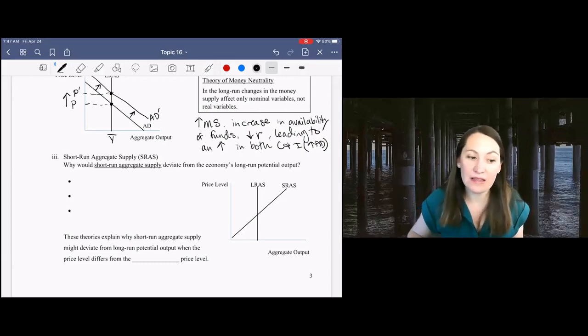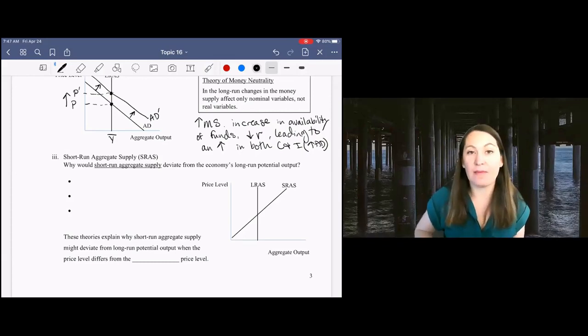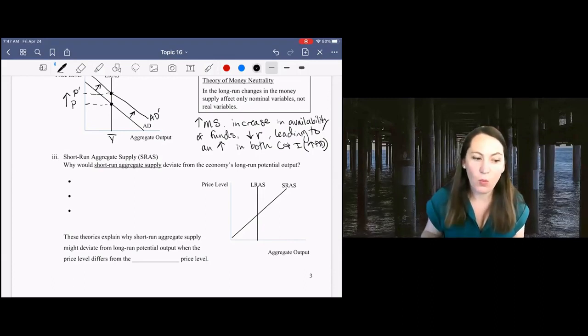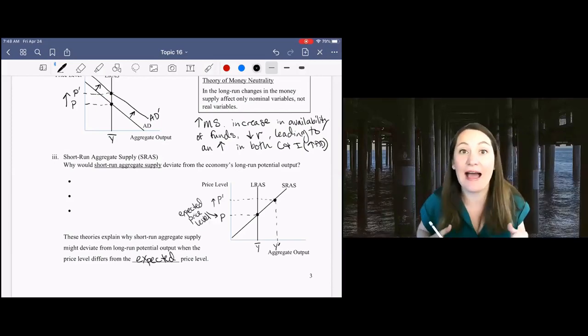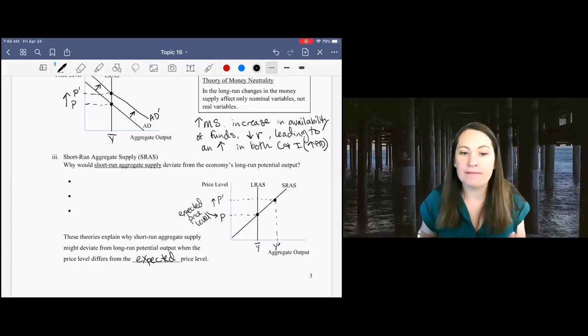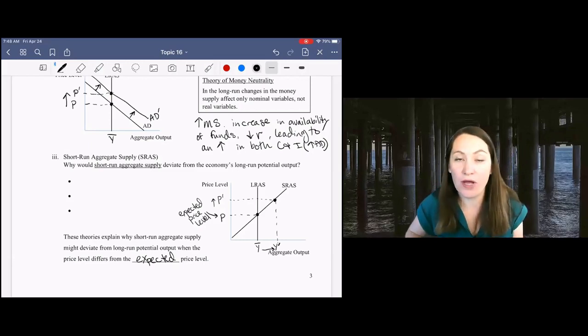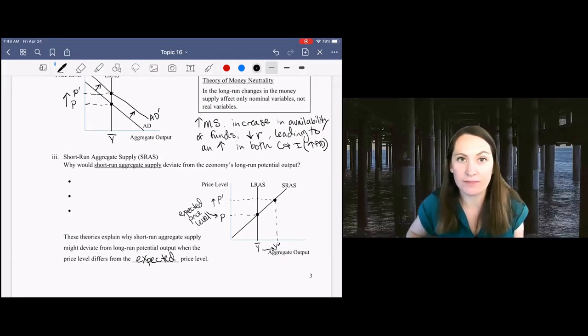We have three theories to explain why short run aggregate supply might be different than our long run output level when the price differs from the expected price level. If we have unexpectedly high inflation, for example, that would lead to a short-term increase in output above the level that is sustainable in the long run.